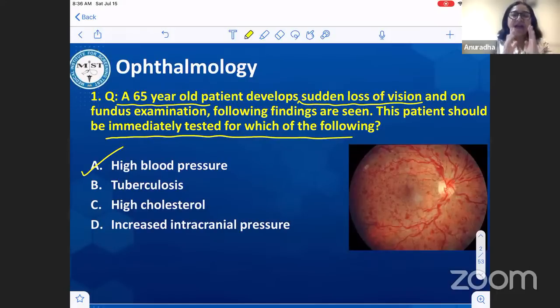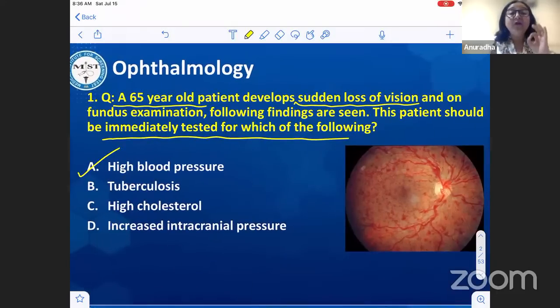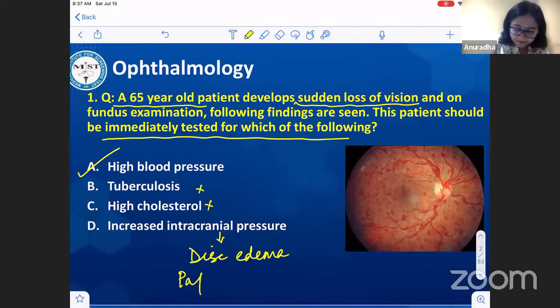Uncontrolled high blood pressure, hypertension, is the major risk factor for vein occlusions. Please remember this. Yes, there can be various other factors, atherosclerosis, emboli, inflammation, but the most important will be high blood pressure. Of course, tuberculosis and high cholesterol are not appropriate choices here. Increased intracranial pressure will lead to disc edema, which is known as papilledema. Increased intracranial pressure will lead to passive swelling of the optic nerve, which is called papilledema and not central retinal vein occlusion. Okay, perfect.